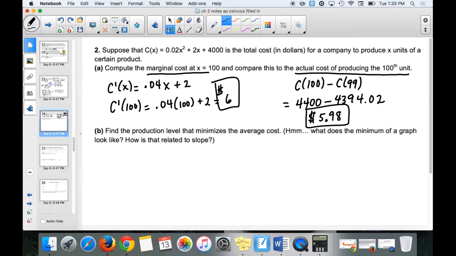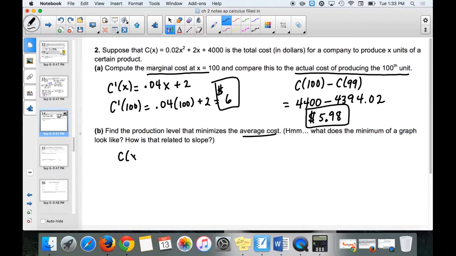So, all right, find the production level that minimizes the average cost. What does the minimum of a graph look like? How is that related to slope? So the minimum of any graph, what's happening right here? What's the slope? It's 0, right? So we're going to find our average cost, and then we're going to find its derivative and set it equal to 0. So there's a lot going on here.